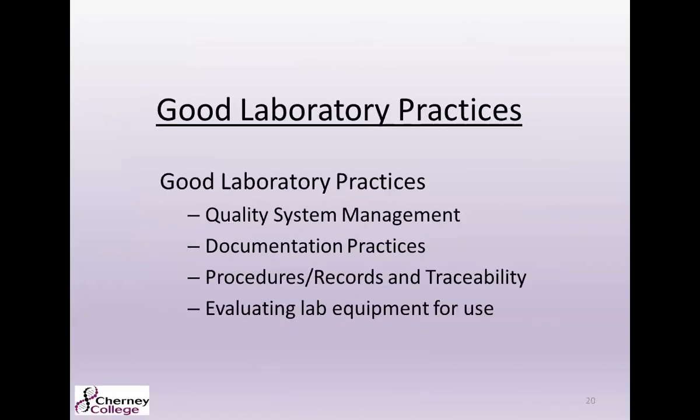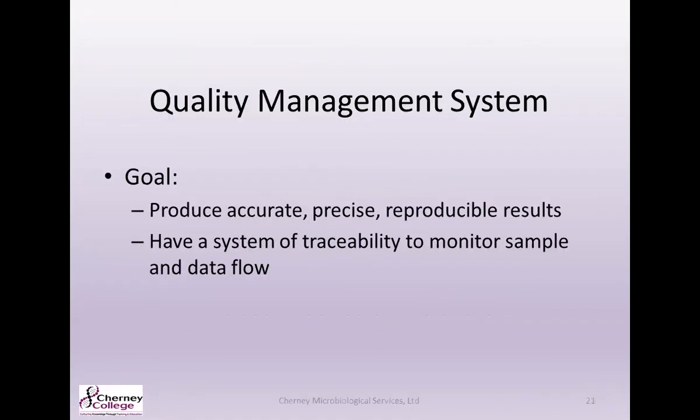Changing over to our second topic of the day, good laboratory practices. In this section, I'm going to go over quality system management, documentation practices, procedures, records, and traceability, and evaluating lab space and lab equipment for use. So the goal of a quality management system is going to be to produce accurate, precise, and reproducible results. You'll want to have a system of traceability to monitor your samples and your data flow.